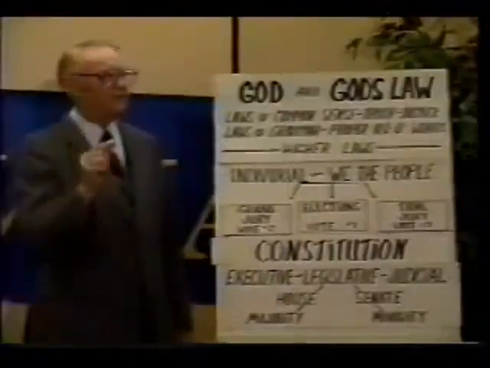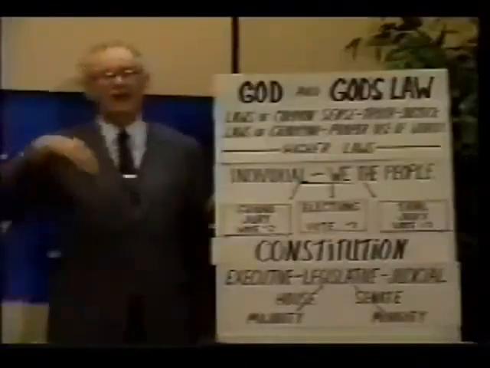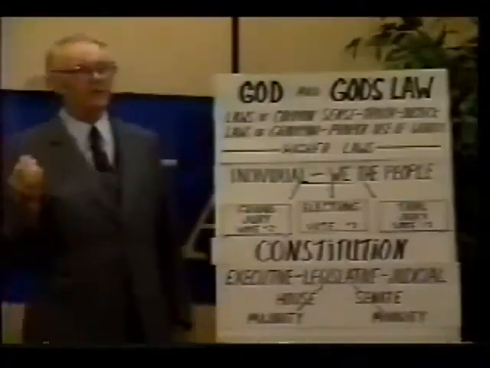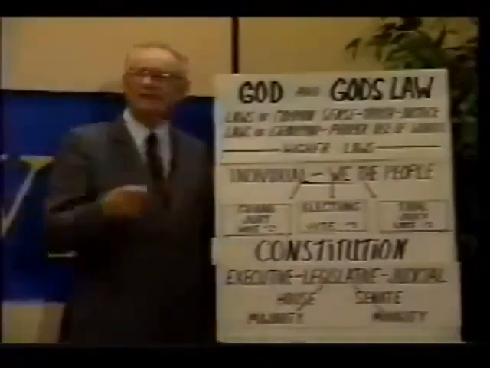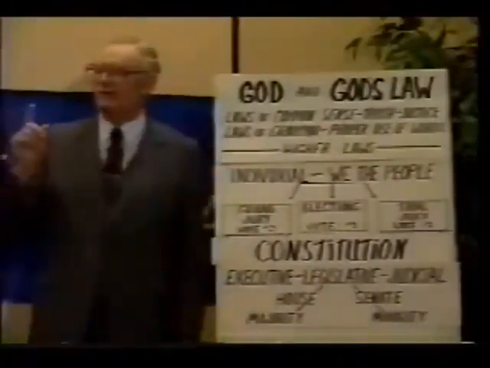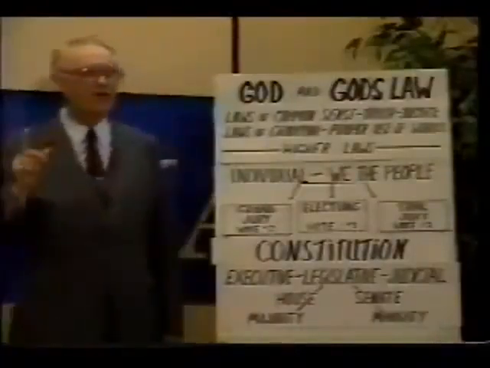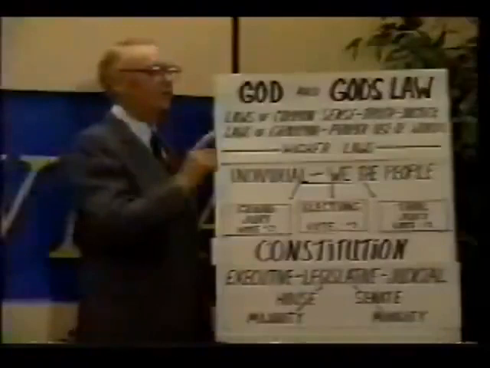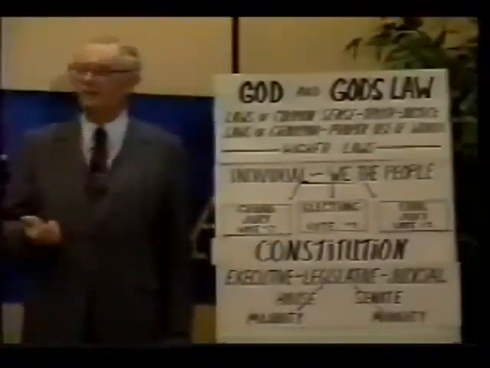The difference between a free society and an authoritarian type of government is that the people in a free society must retain the right to judge the law. Where they don't have the right to judge the law, you will have the authoritarian, the dictatorship type of government.